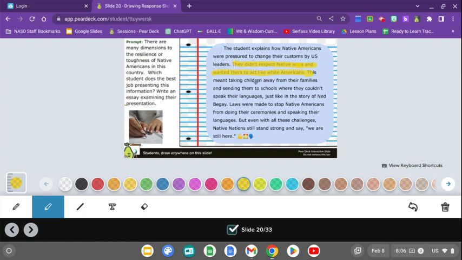This meant taking children away from their families and sending them to schools where they couldn't speak their languages. Just like in the story of Ned Begay, laws were made to stop Native Americans from doing their ceremonies and speaking their languages. But even with all these challenges, Native nations still stand strong and say, "We are still here." Please take the time to make your screen look like Mr. Surface's.